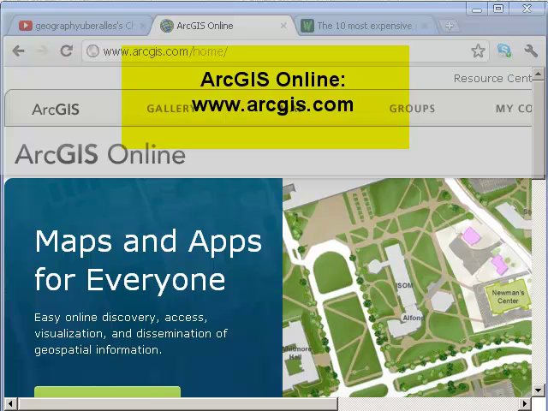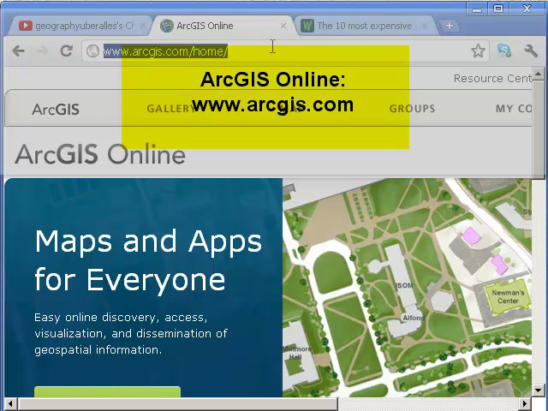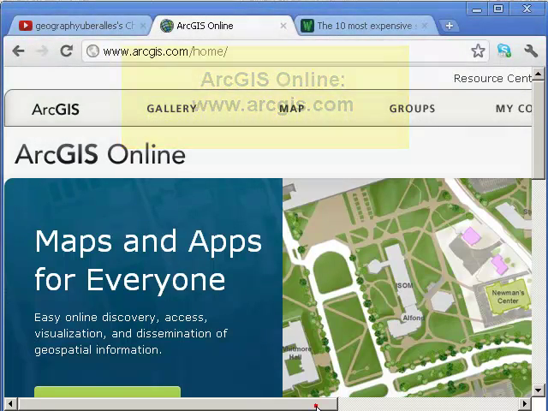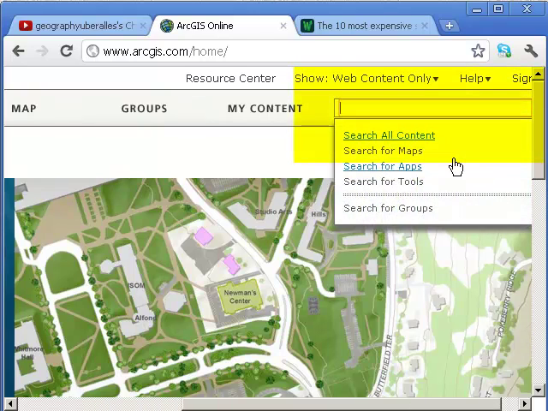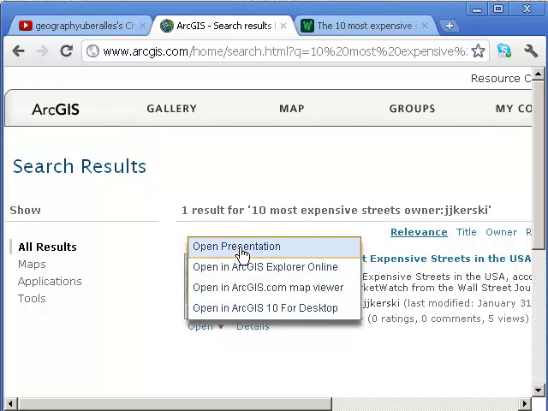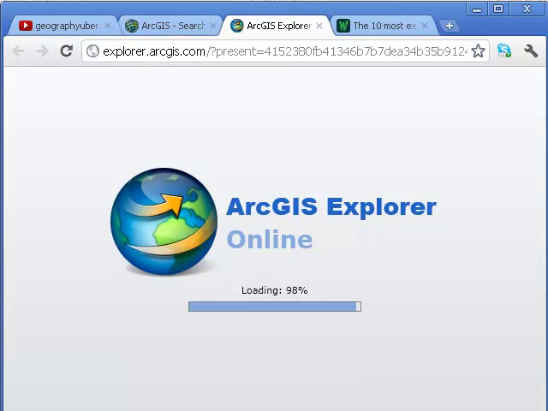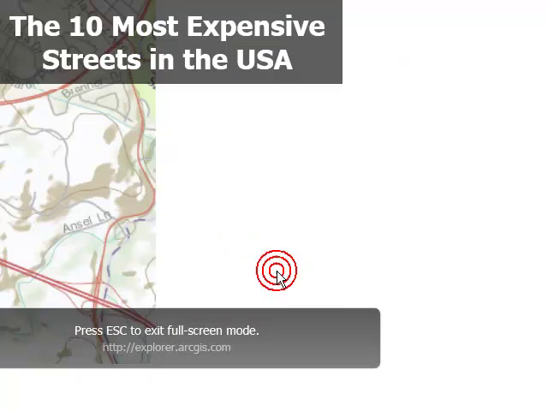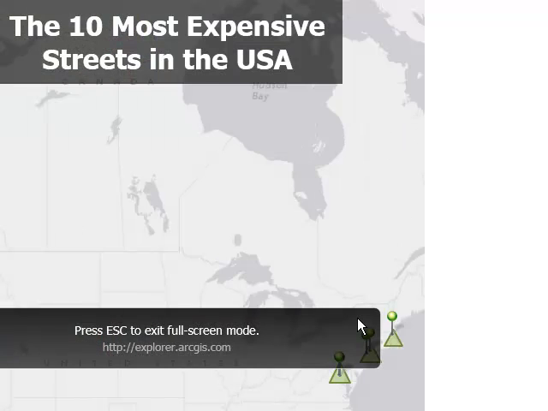What we're going to do is go to www.arcgis.com. That's ArcGIS Online. In the search frame, let's search for 10 most expensive streets, owner J.J. Kursky. We've got one result. Let's go ahead and open it in presentation mode. Let's go ahead and start that presentation and look at our first slide.